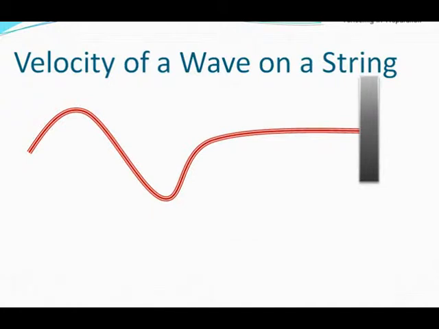We already know that the formula for velocity is velocity equal to frequency into wavelength. But if we want to calculate the velocity in terms of the properties of the string, then the velocity of a transverse wave on a string will be V equal to root of T by mu.